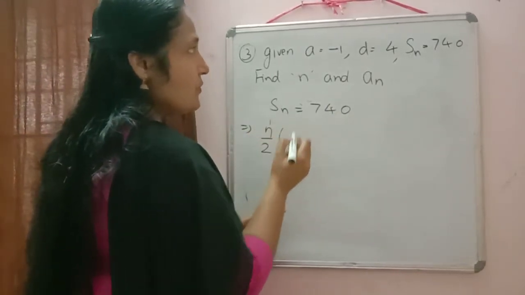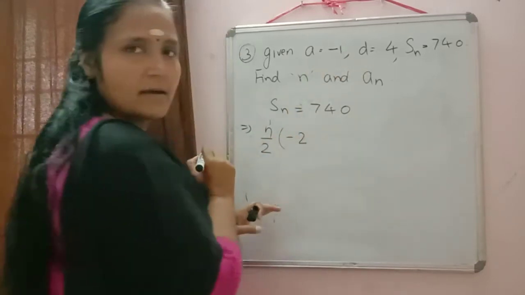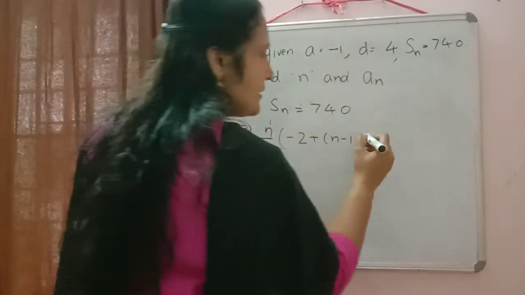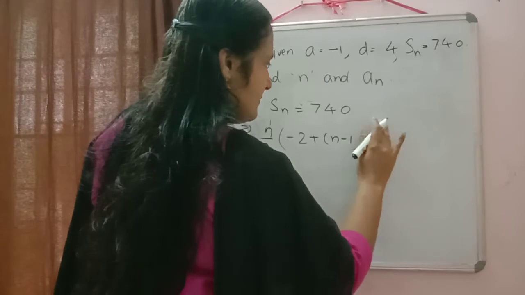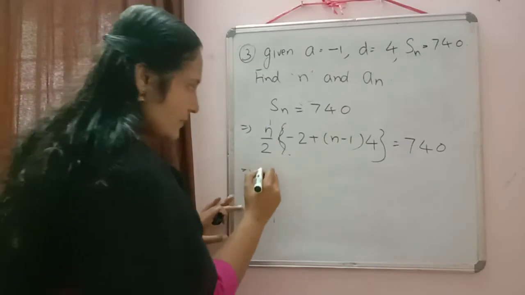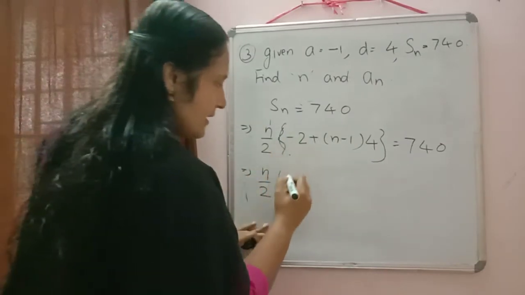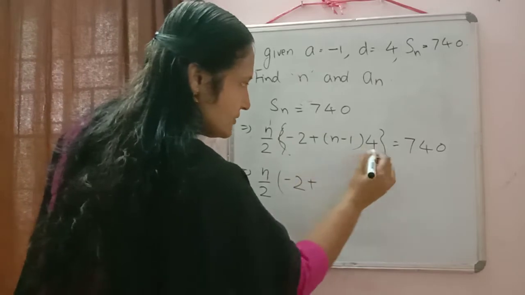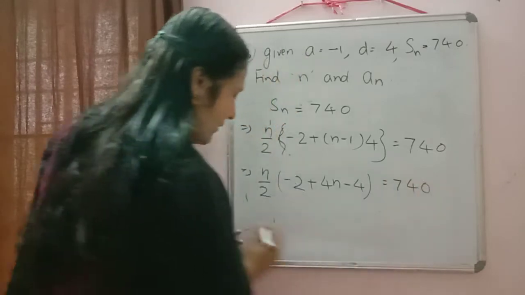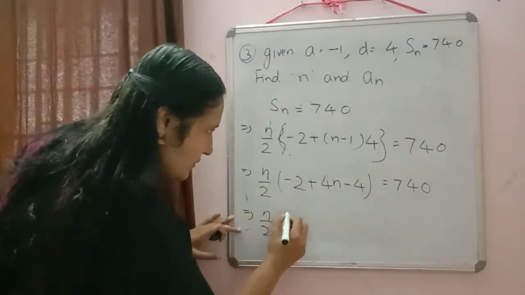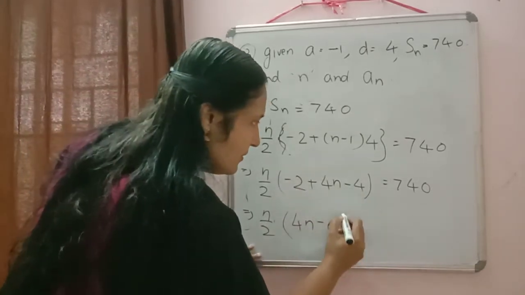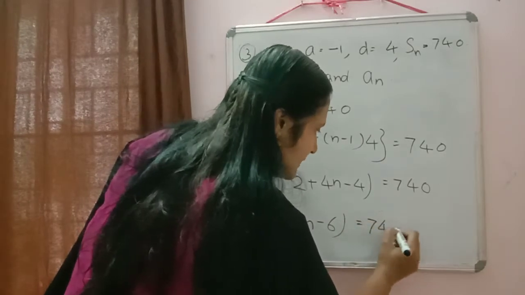Now we'll substitute the value in Sn: n by 2 into 2a, so 2 into minus 1, minus 2, plus n minus 1 into d. D is equal to 4, is equal to 740. n by 2 into here minus 2. 4 I am multiplying here, so it will be 4n minus 4 is equal to 740. n by 2 into 4n minus 2 minus 4, which will be minus 6, is equal to 740.